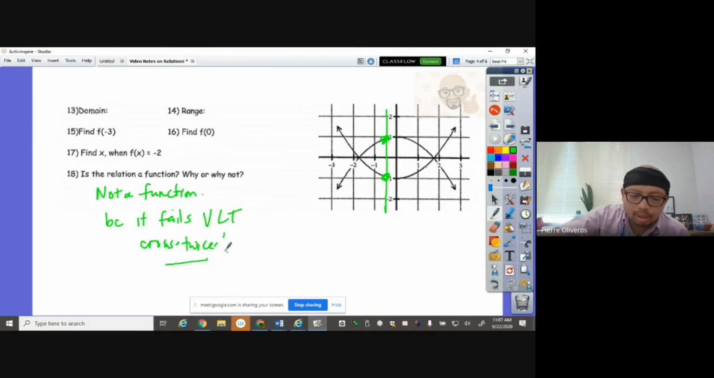I hope you learned something on finding the domain and range, identifying if it's a function or not, and evaluating the function.